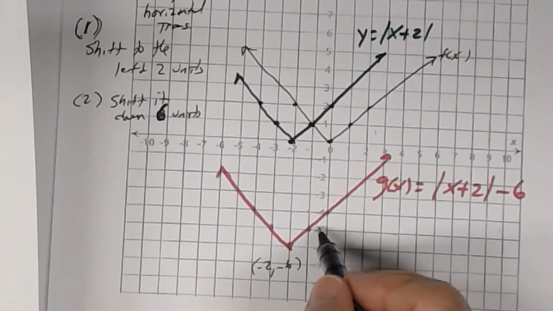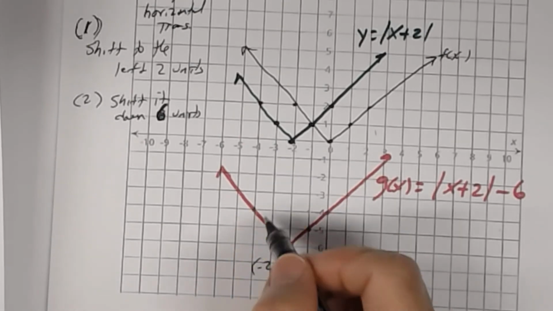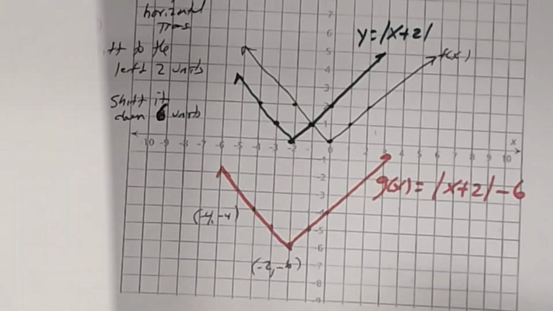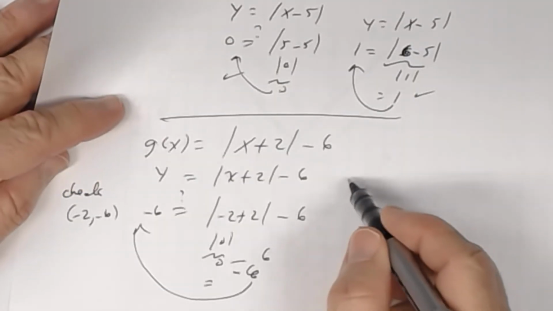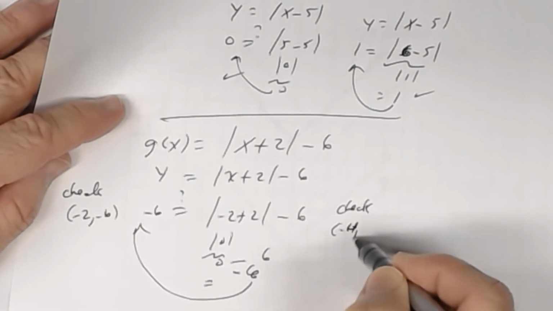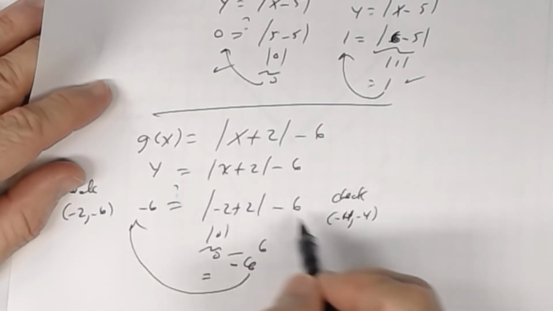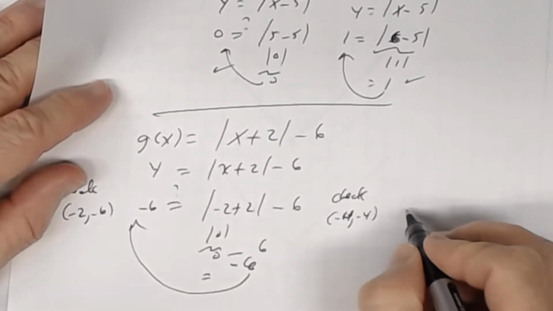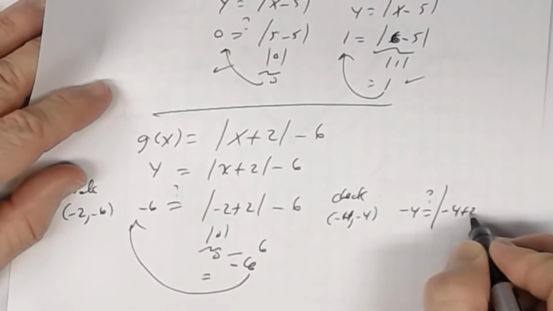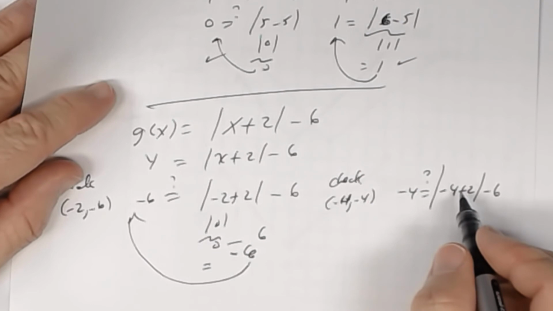Let's check this one right here. So this one right here is -4, -4. Let's check that one, see if it works. So in place of y, I'm going to substitute -4. In place of x, I'll substitute -4. So I get -4 equals the absolute value of -4 plus 2, subtract 6, right? The -4 plus 2 is -2.